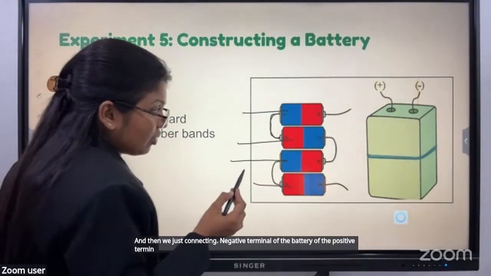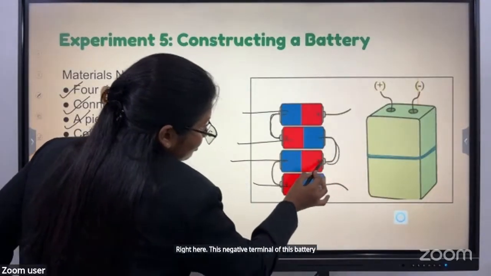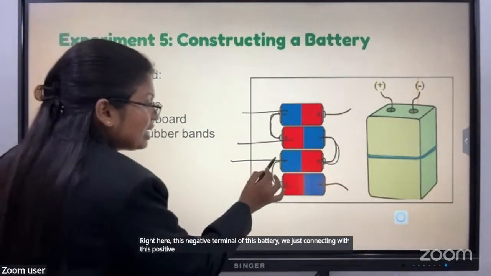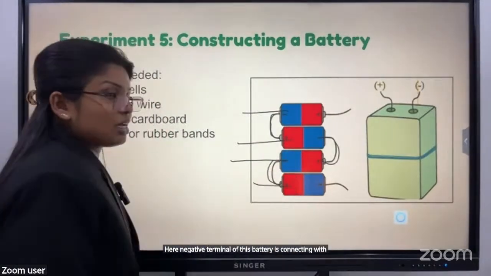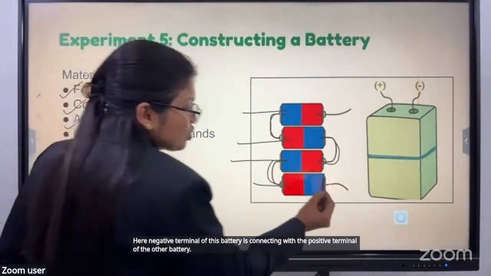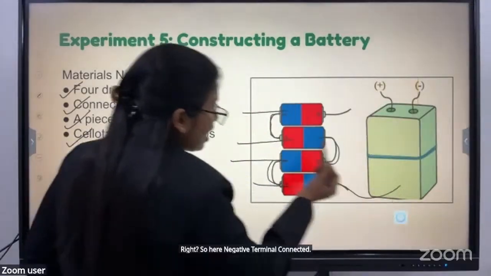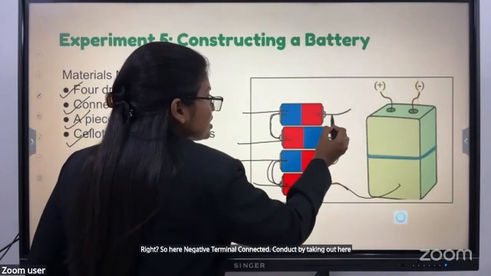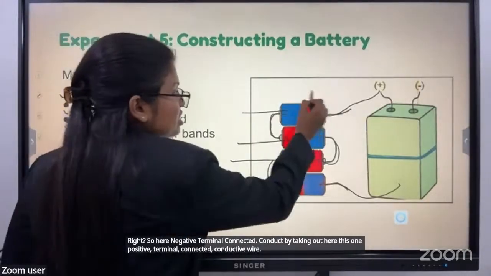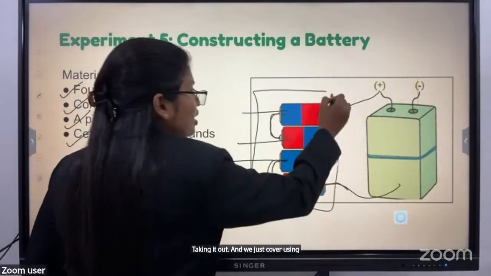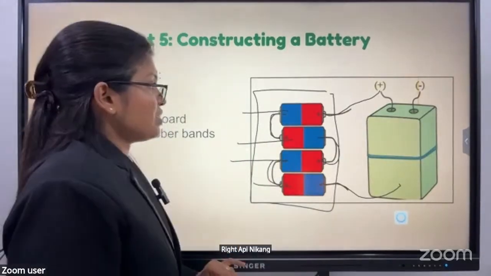of another battery, right? Here this negative terminal of this battery we just connect with this positive terminal. Here the negative terminal of this battery is connected with the positive terminal of the other battery, right? So here the negative terminal connected, conductive wire taking out. Here this one positive terminal connected, conductive wire taking it out, and we just cover using a cardboard as a housing, right?